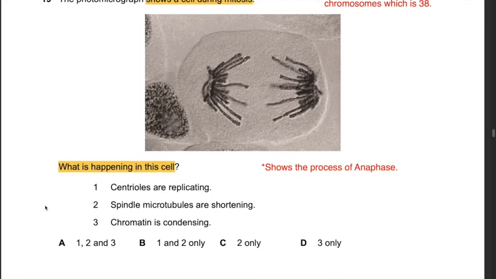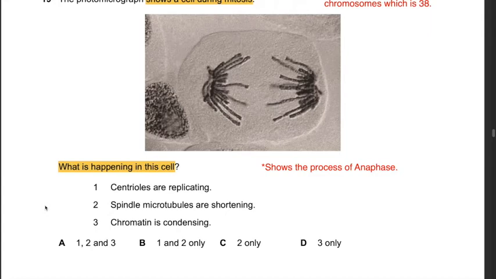Question 19. The photomicrograph shows a cell during mitosis. What is happening in this cell? Centrioles are replicating, spindle microtubules are shortening, chromatin is condensing. The photomicrograph given shows the process of anaphase, and in anaphase the centromeres separate and the spindle fibers shorten and pull towards each pole of the cell. Therefore, spindle microtubules are shortening is correct and the other options are incorrect.